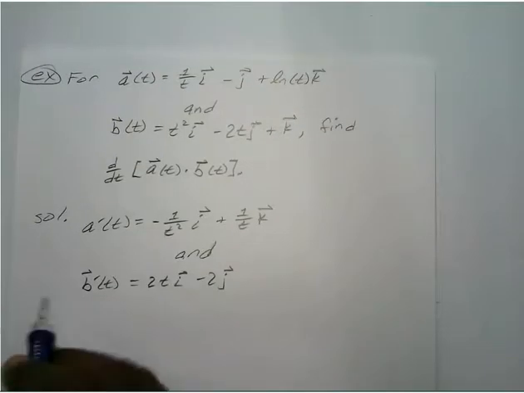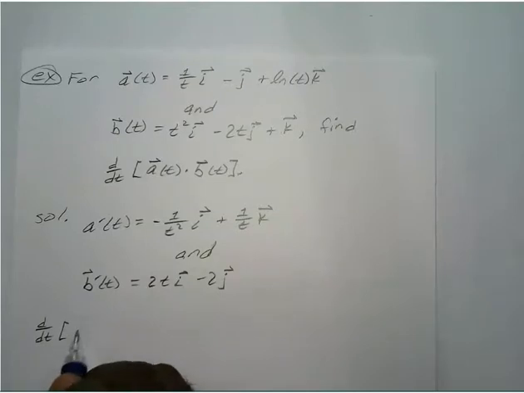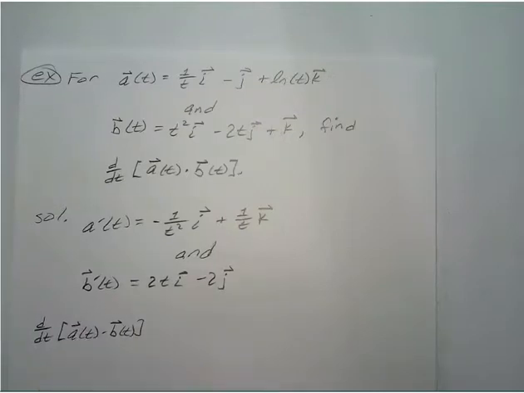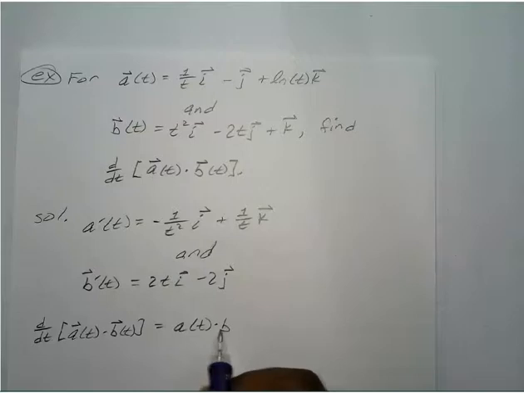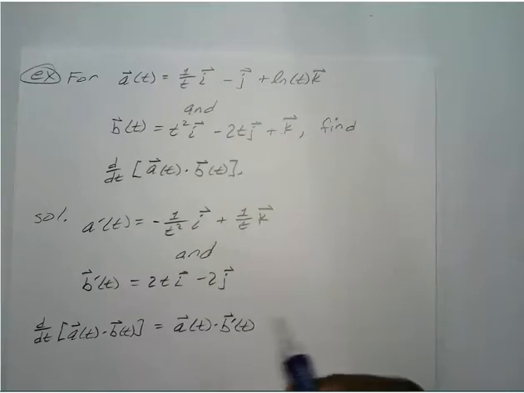So we know that our formula for the derivative of the dot product of two vectors is going to equal the dot product of a and b prime plus the dot product of a prime and b.